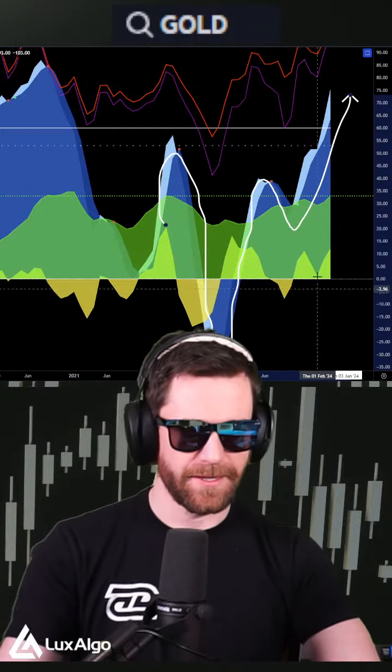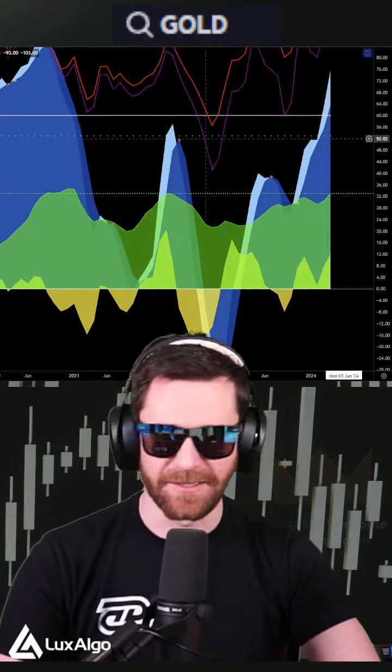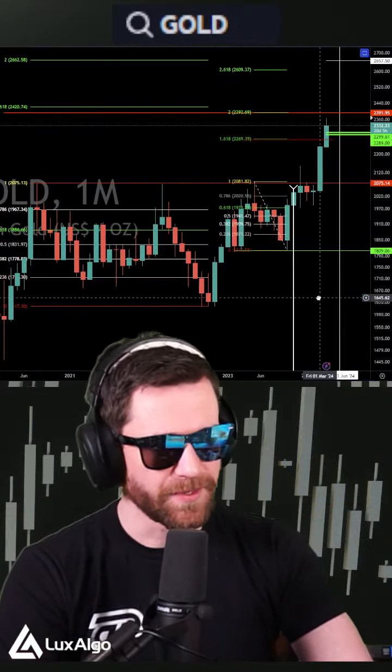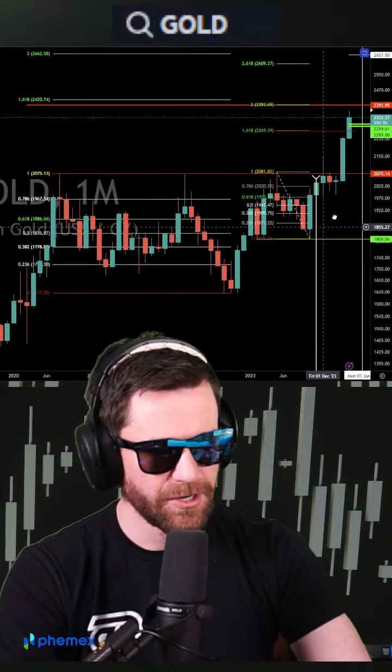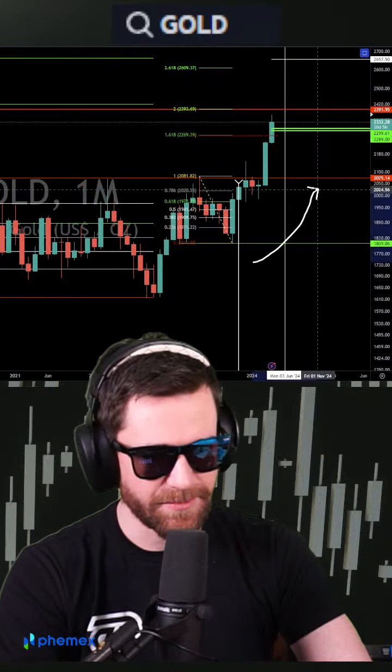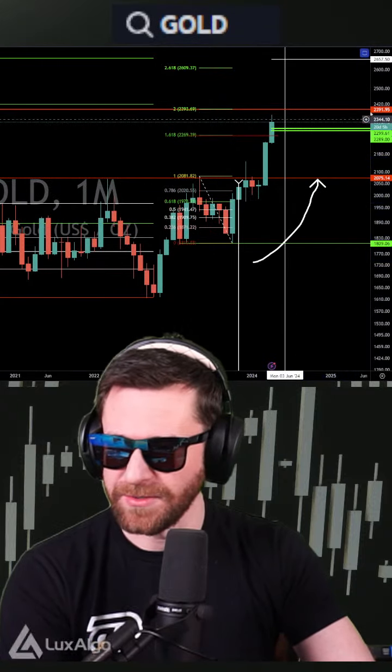VWAP is up. Money flow right here is about to break its highs in the month. Gold may have an even bigger move than I expected. There's no backtest of that previous all-time high. I think this comes eventually. I think the piper gets paid on gold at some point.